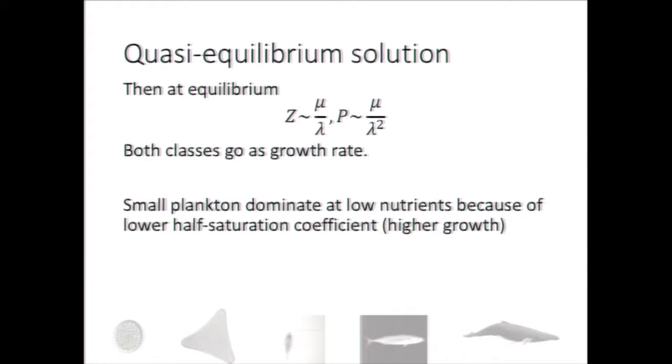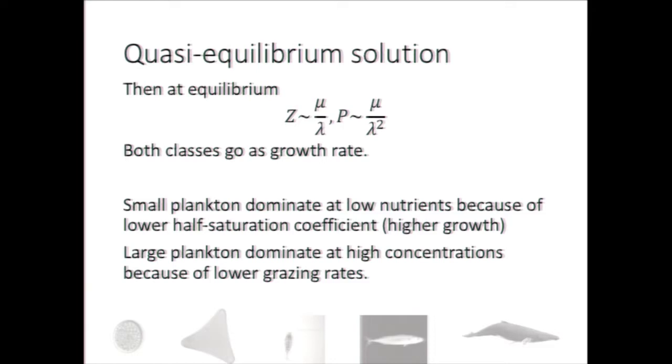And the way that we then fake the 3-to-1 relationship is by letting small plankton dominate at low nutrients because they have a lower half saturation constant, and so they grow faster than the big ones. And at high concentrations, the large plankton are going to win because they have lower grazing rates than the small plankton. And so this is how those concepts get translated into math that produces the results, right? And all of the models are basically doing something like this.